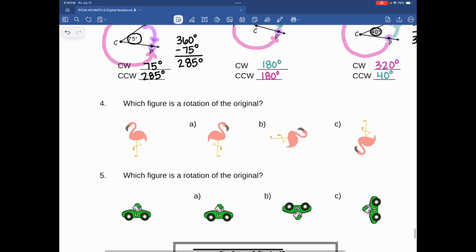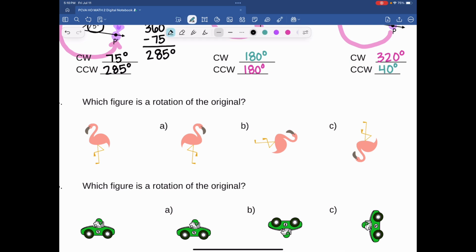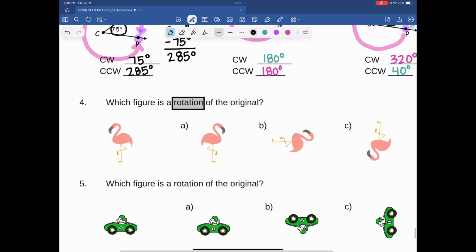Okay, so if we look at this figure, they want to know which one of these figures is a rotation. So if we're talking about a rotation of the original, so here's my original. If we rotate, that means that the head's going to have to go one way or the other. So this one is a reflection, okay? If you notice this one, the head is still in the same position. It's just showing in an opposite direction, so that's a reflection.